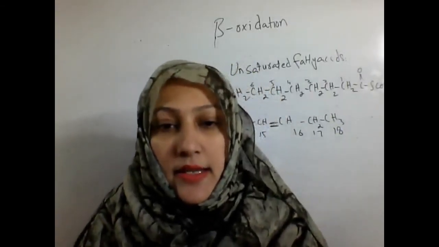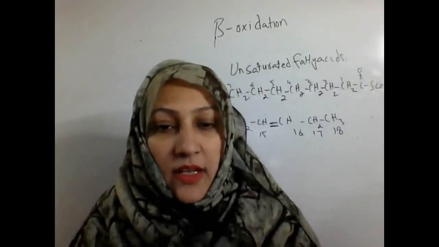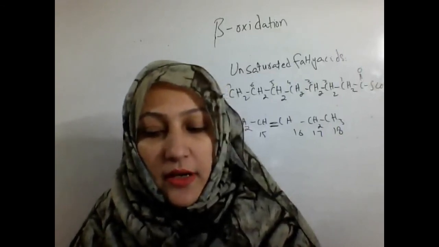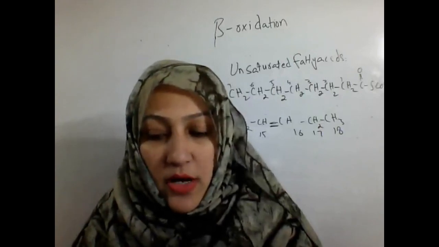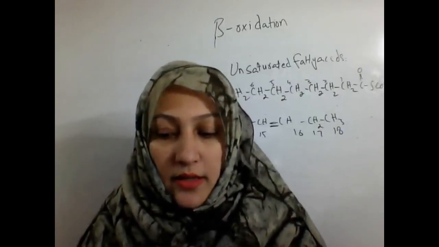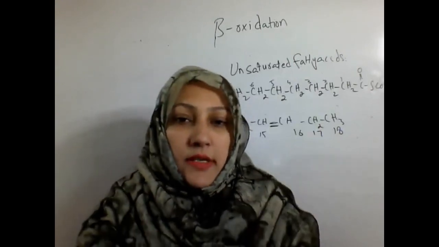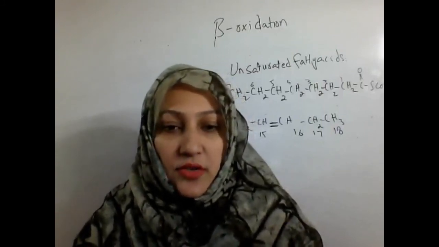And these 3 double bonds are changed into single bonds: the first bond by the action of the isomerase enzyme, the second bond by the action of the reductase enzyme, and the third one by the oxidase enzyme. That is all about the beta oxidation of the unsaturated fatty acids and the beta oxidation of the odd chain fatty acids.